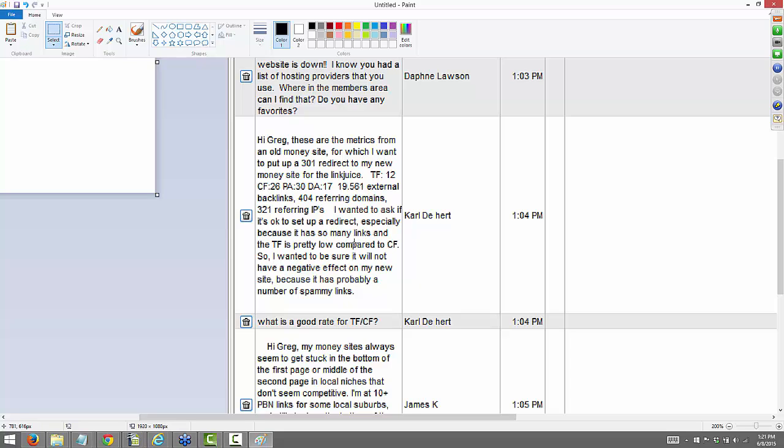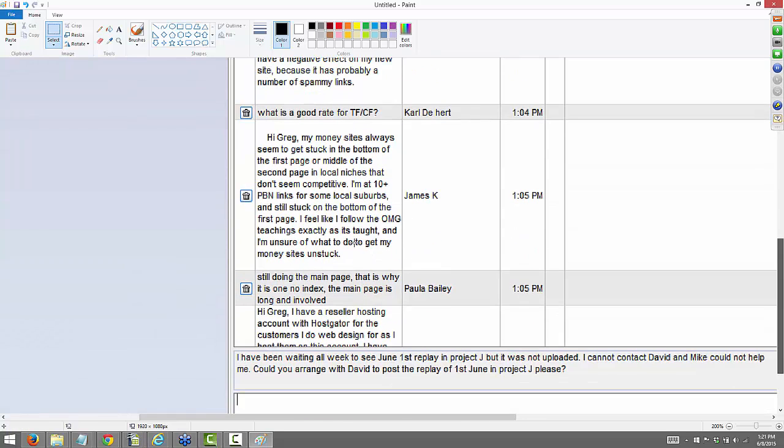Good rate for TF/CF. I don't really look at Trust Flow and Citation Flow. It's something I've been looking at more, but I usually just use DA for that filter, and then I'll use that as a starting place and then manually check the quality of links from there. So I don't have a ton of experience with TF/CF.